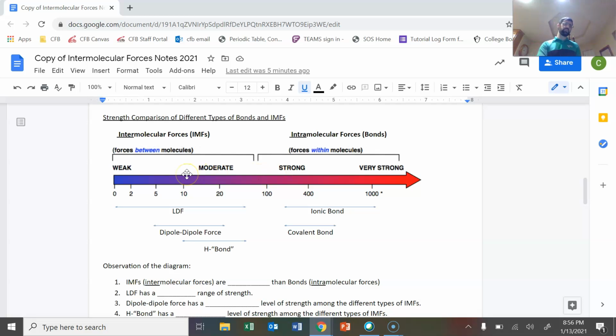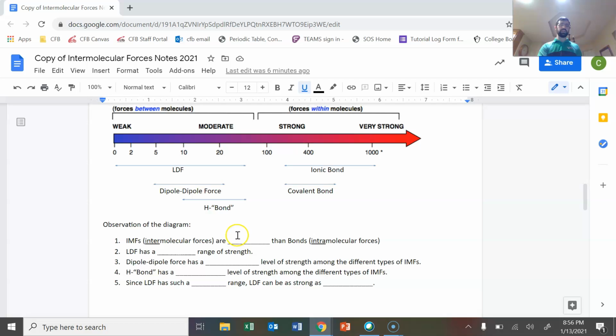One thing that I want you guys to be aware of, especially if you're thinking about taking AP chemistry, is that very often people will say LDFs are the weakest of the intermolecular forces, and that is not necessarily true. LDFs just have a very wide range. They can be very weak, they can be very strong. It depends on how big the atom or molecule is. Dipole-dipole forces have a little bit narrower of a range, and then hydrogen bonds have a narrow range as well.